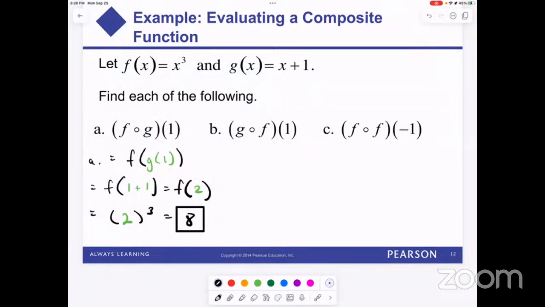So for B, we have g composed f of 1, right? What does this mean? Again, this means the second function inside the first function. So this means g of f of 1. Now f of 1 is going to be 1 to the power of 3, which is just g of 1.